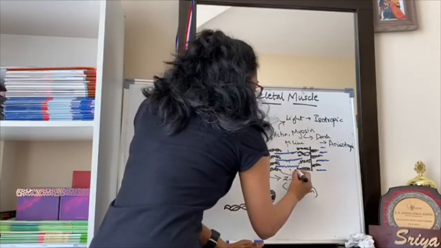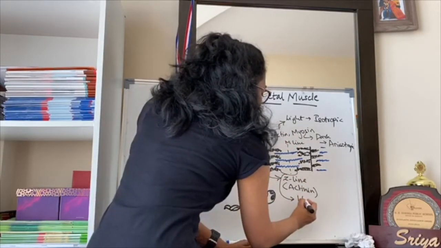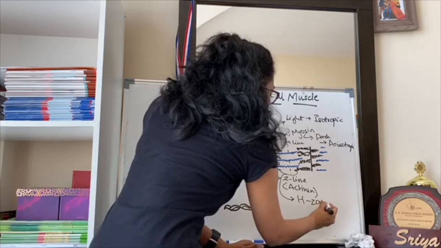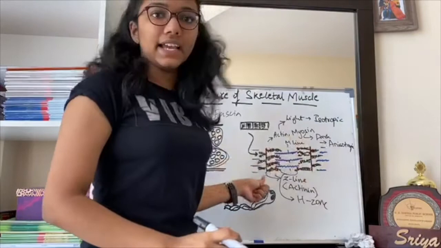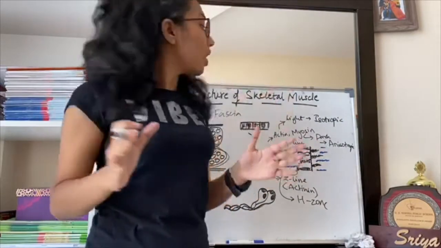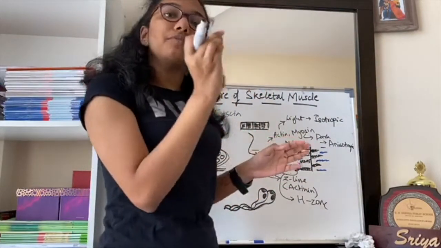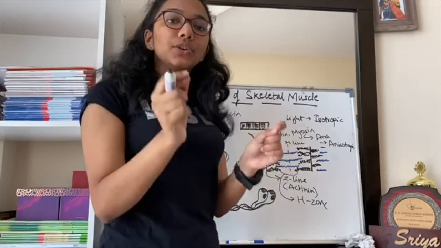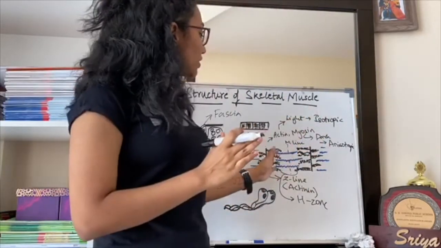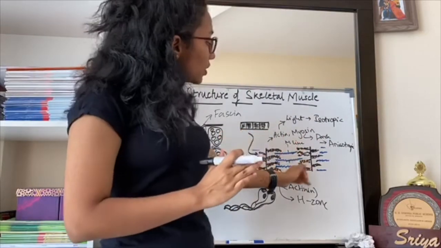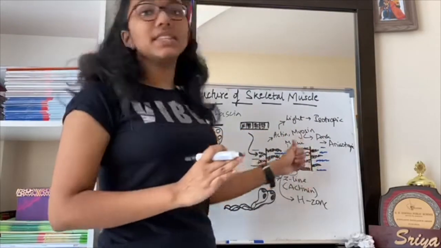So this zone is what you call the H zone. And the whole structure in between two Z lines is known as the sarcomere, or the unit of muscle contraction. So when they ask you what is the unit of muscle contraction, you have to say the area or the stuff enclosed between two given Z lines.